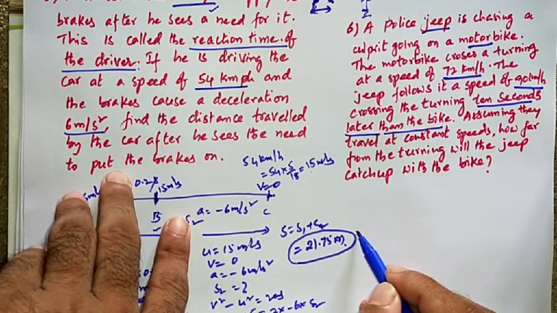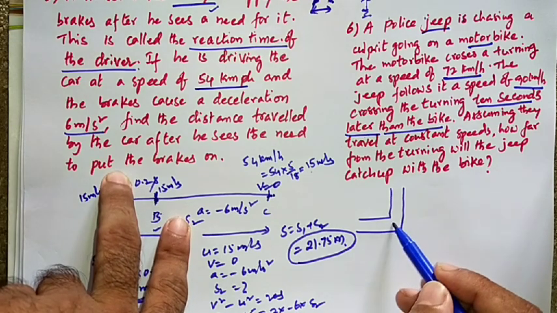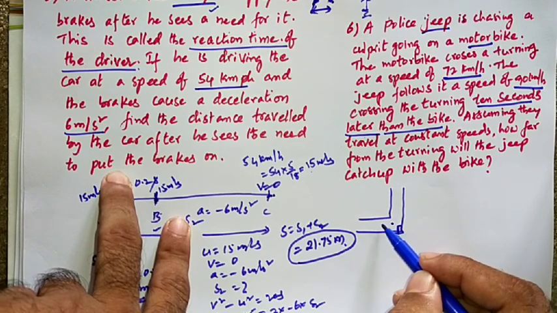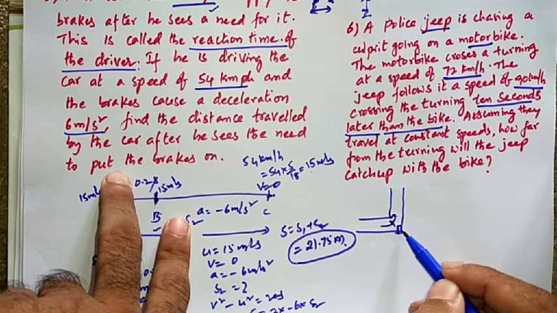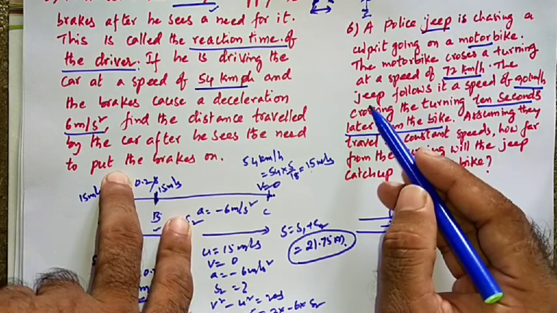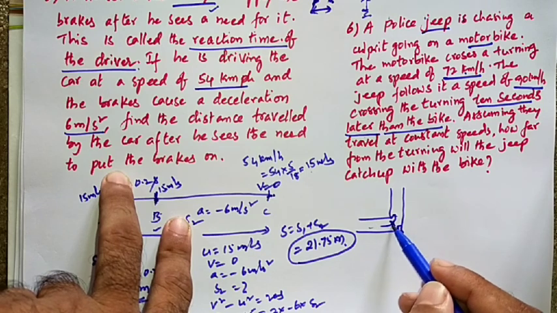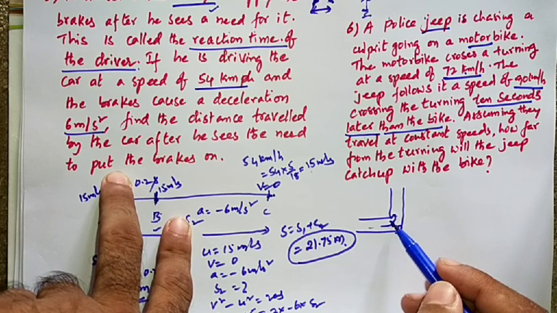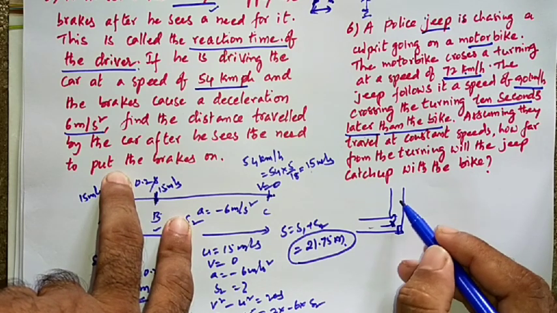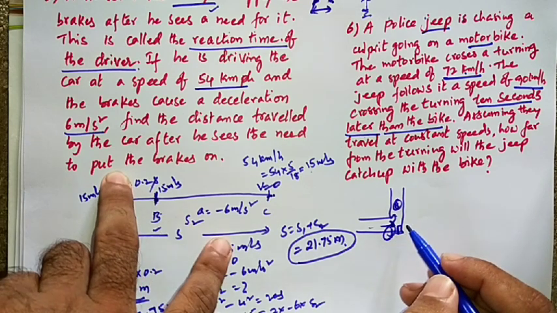Let us see here. For example, this is the road and here is the turning. First the motorbike is crossing the turning. It is coming here and crossing the turning at what speed? 72 km per hour. Next, a jeep is following this, and the jeep also crosses this turning after 10 seconds of the bike. Understood? It means during this 10 seconds the bike has moved up to here. Then the jeep is here. Clear or not?